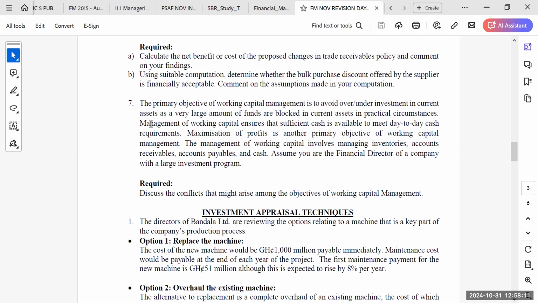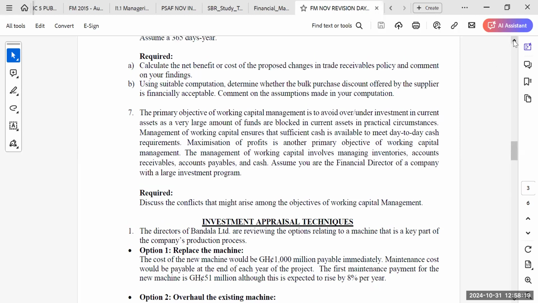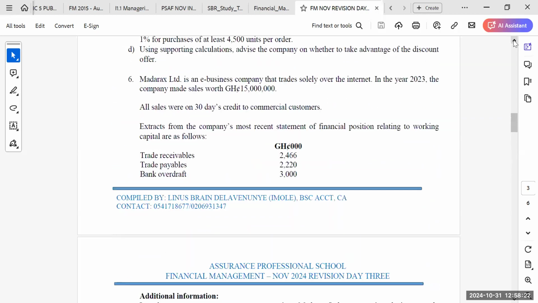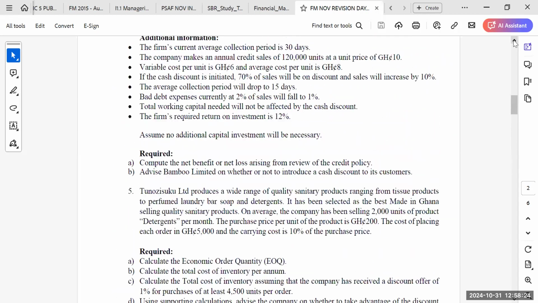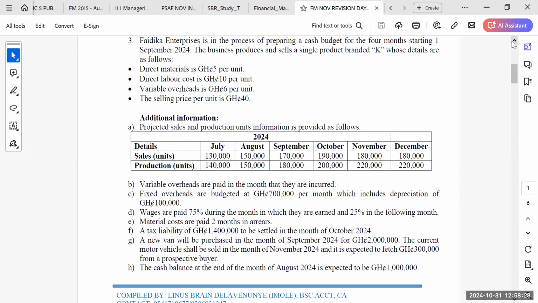That is what you are going to be saying. That is it. A very simple one. Let's do something on cash budget and see what will be the issue there. All right. Question number 3.